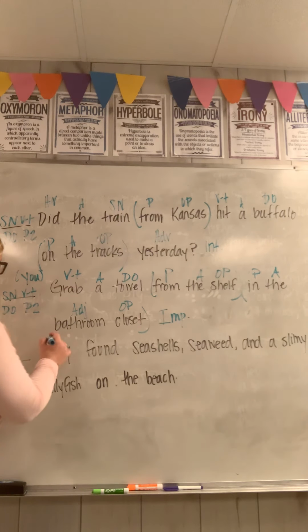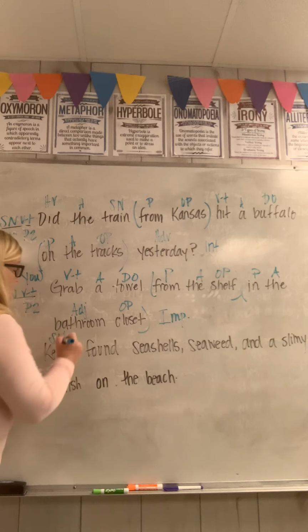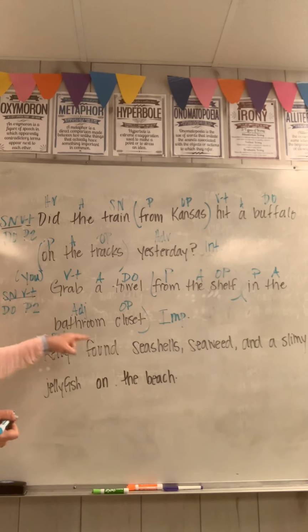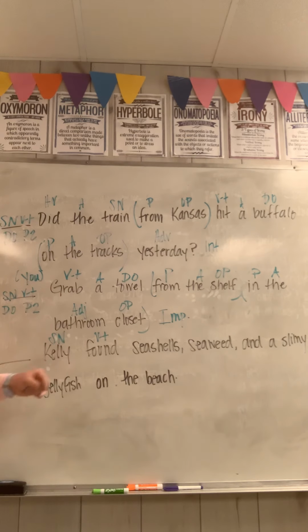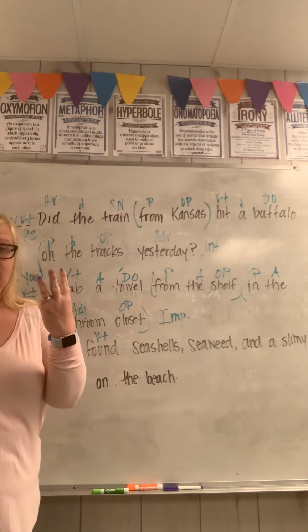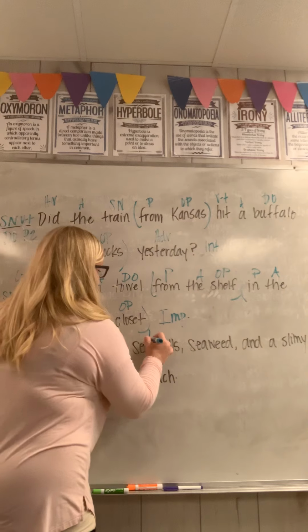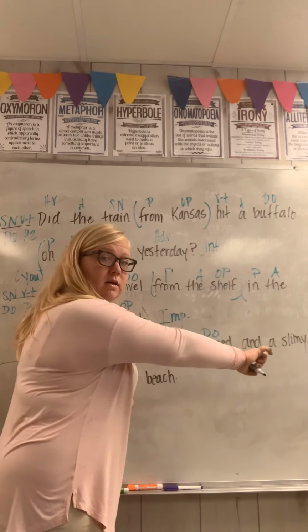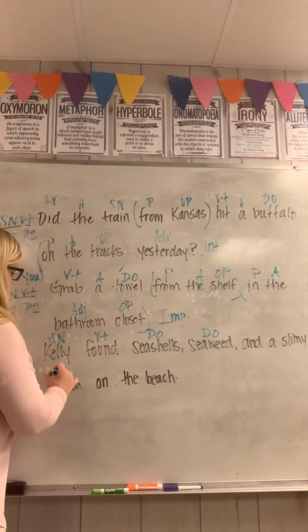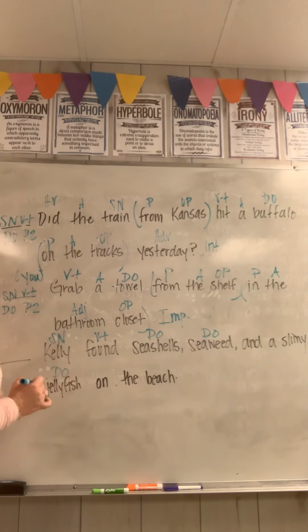It's about Kelly, right? So that's going to be our subject noun. Kelly did what? She found. So that's our verb, transitive. And what did she find? She found 3 things. All right, so she found seashells, seaweed, and did she find slimy? No, she found jellyfish. So that's our other direct object, okay?